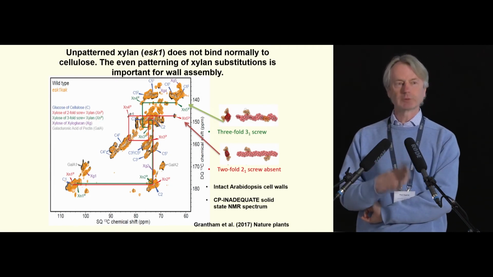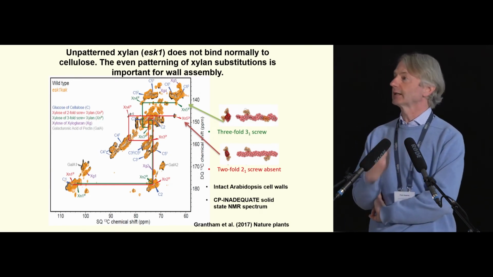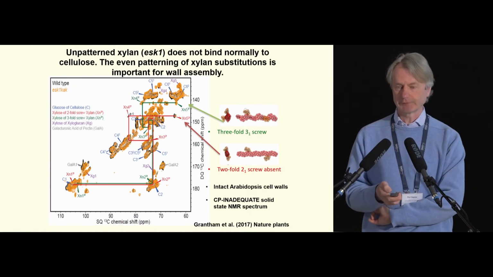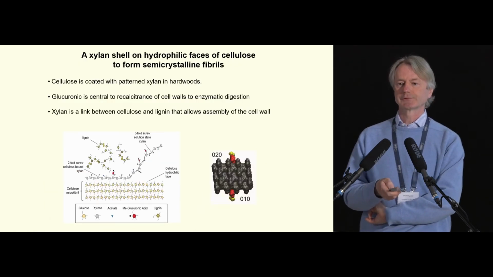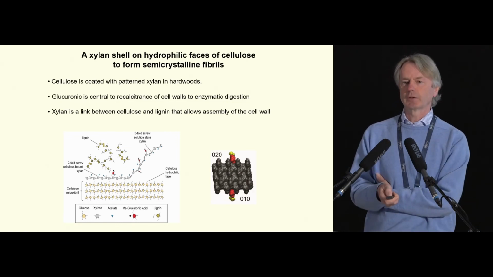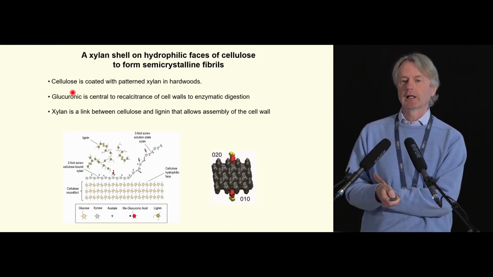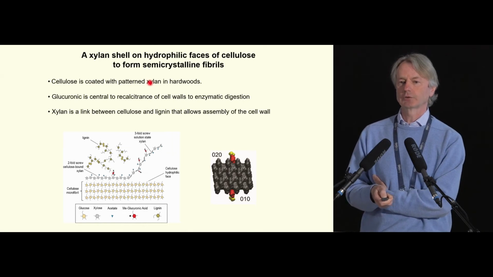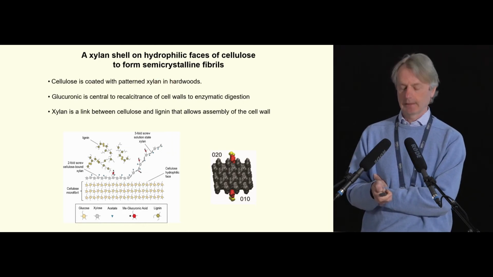And our recent studies are now looking at the hydration of this, and it seems that this three-fold screw xylan could be more hydrated than in the wild type. So what happens then? If we don't have the correct patterning, the xylan, again, cannot assemble onto the surface of the cellulose. So what we conclude from this work so far is that the cellulose has quite a large amount of coating with this patterned xylan in hardwoods.